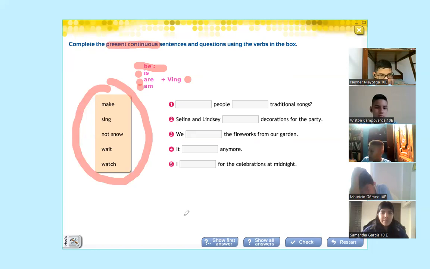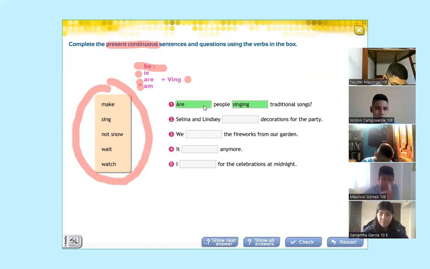Continue with number 1. Are people singing traditional songs? Okay, remember, it's a yes/no question. What is the verb to be that we're going to use? Are, because people is a plural noun. Are people singing?